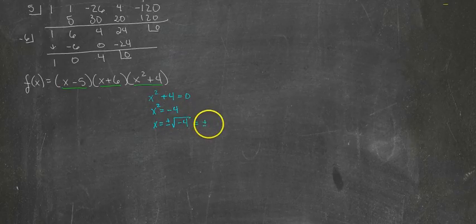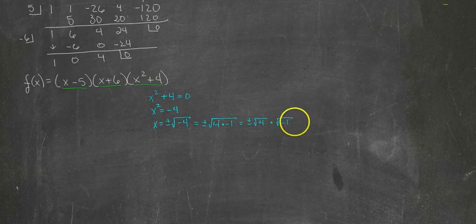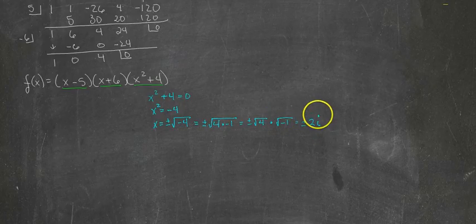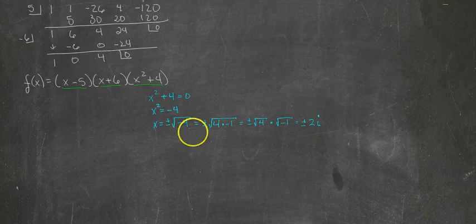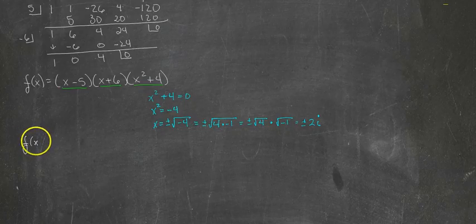So this is the same thing as plus or minus the square root of 4 times negative 1, which could be broken apart as plus or minus the square root of 4 times the square root of negative 1. And remember, the square root of 4 is 2, and the square root of negative 1 is the imaginary number i. So we can now write this polynomial, in this case we have linear factors and irreducible factors, but now we can rewrite it with all of its factors.